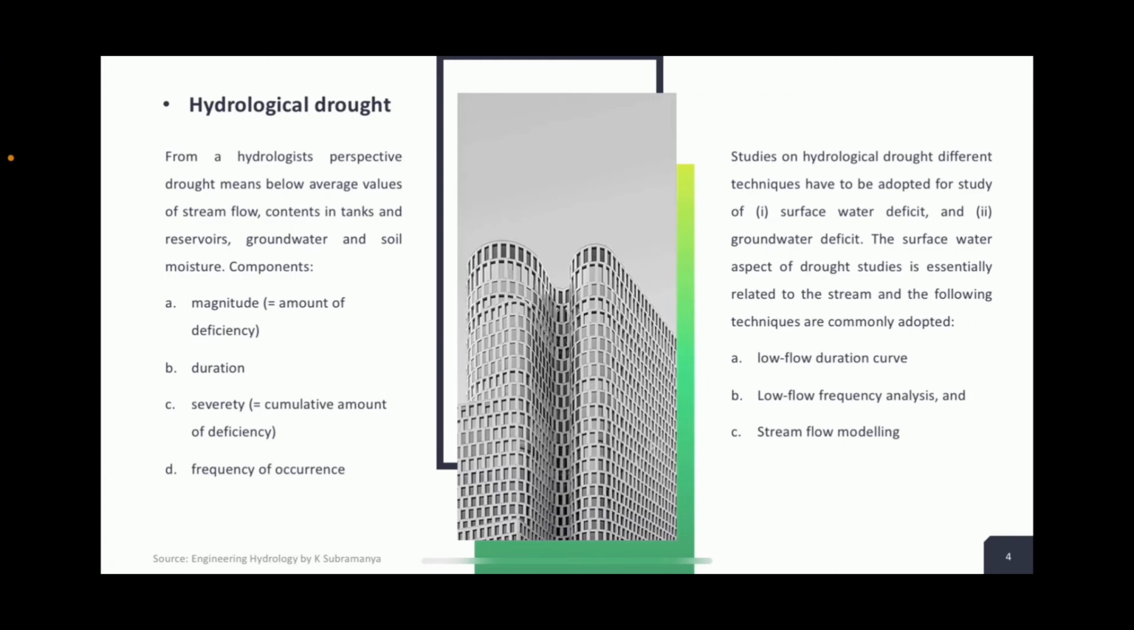The surface water aspect of drought studies is essentially related to the stream, and the following techniques are commonly adopted: low flow duration curve, low flow frequency analysis, and stream flow modeling.